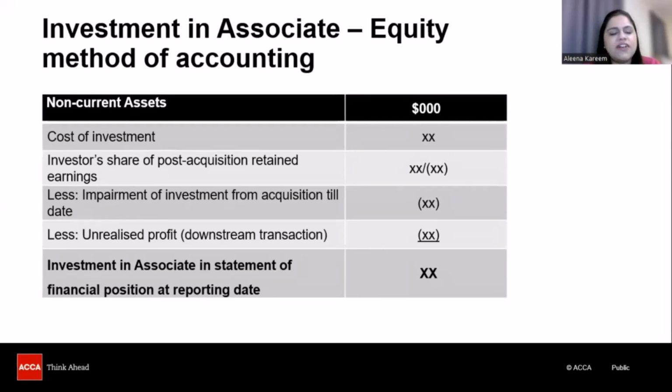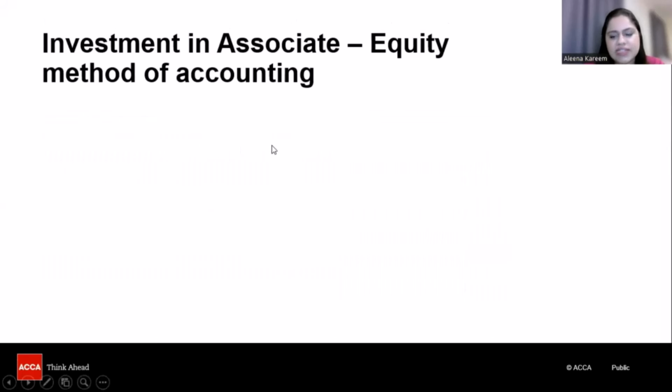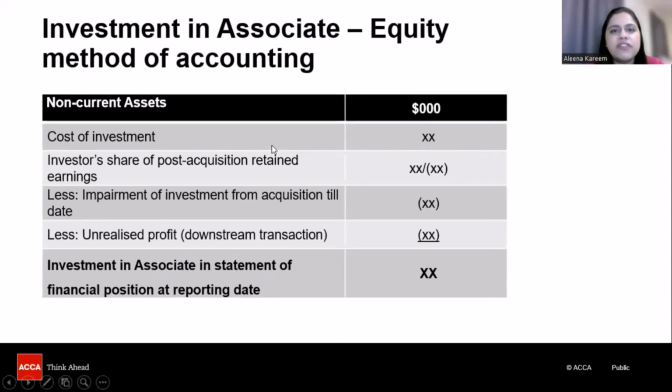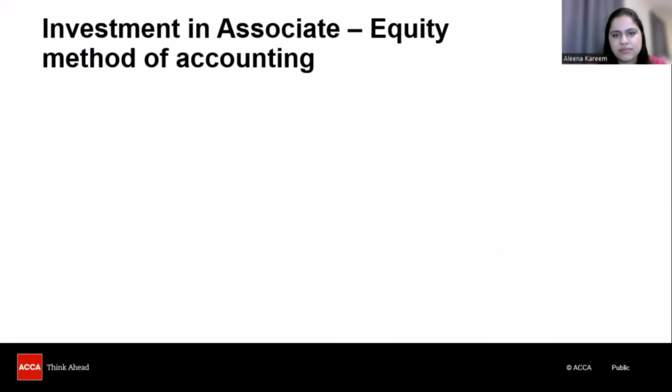Now, once you have classified it in the non-current assets, the first baseline is always going to be the cost of investment. This is the cost of investment which was identified at the date of acquisition. Then we start giving the associate its share. Now, forget the format for some time. Just keep in mind that we have made an investment in a company of, let's suppose, $5,000. This was at the start of the year. Now we are at the end of the year. What can be the possible change in the value?